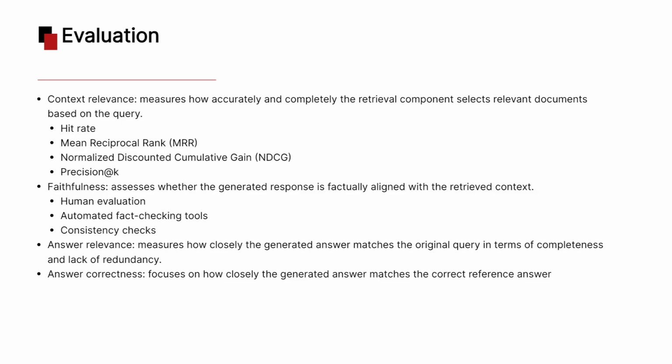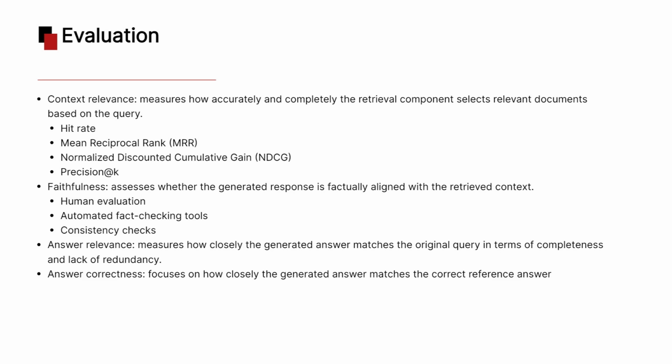Answer relevance focuses on how well the final answer addresses the user's query in terms of completeness and conciseness, avoiding redundant information. Answer correctness measures the alignment between the generated answer and a known correct reference, evaluating accuracy. Together, these evaluation dimensions help maintain a system that is not only responsive but also reliable and informative, ensuring a quality user experience.